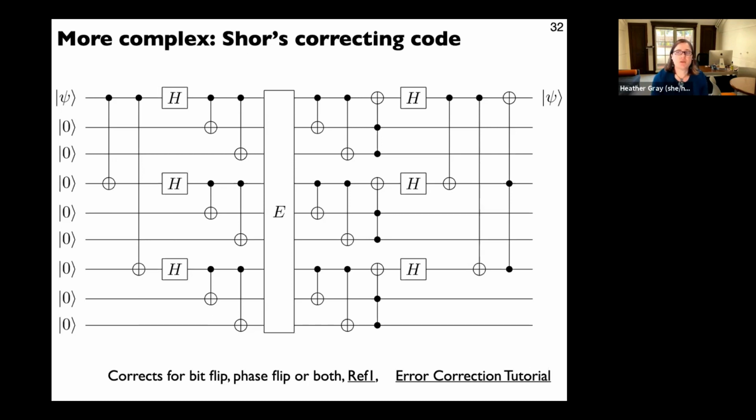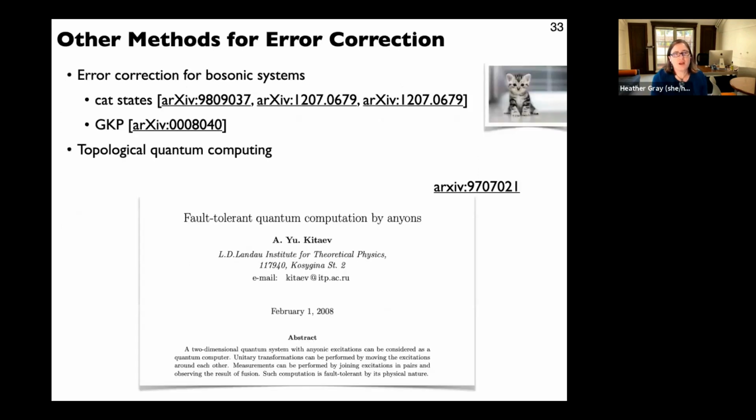And if you're interested in learning more about this very interesting field, I linked a tutorial here. There are other methods that can be used. For example, the bosonic systems, which we'll come back to just a bit later, have special algorithms. And there's one that has a beautiful name. They're actually called the cat states, and that's because they're named after Schrodinger's cat. Then there's also GKP, which is named after the authors Gottesman, Kitaev, and Preskill.